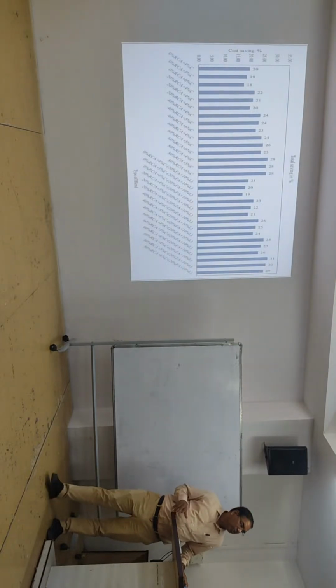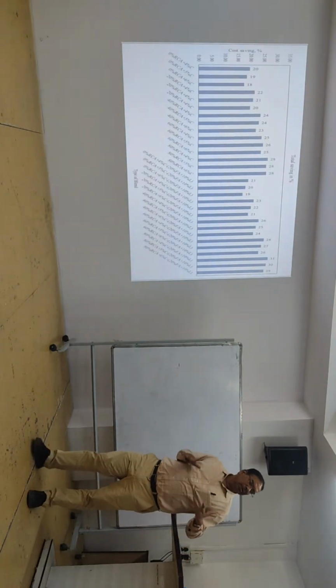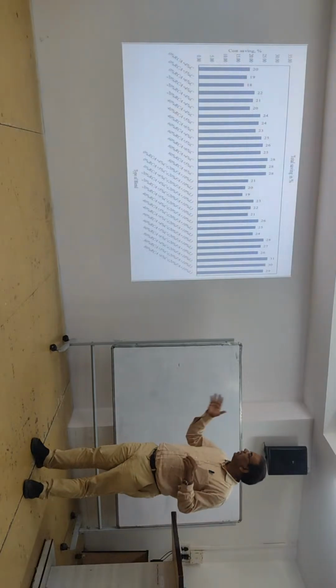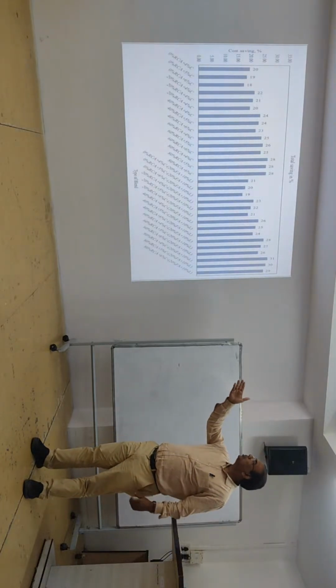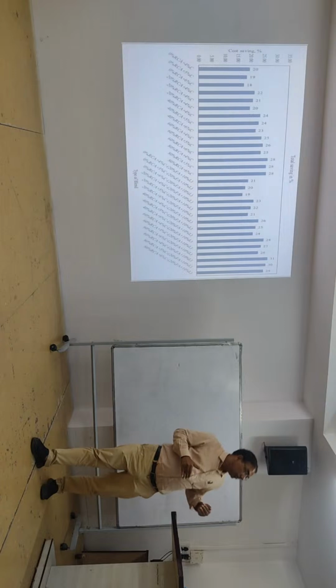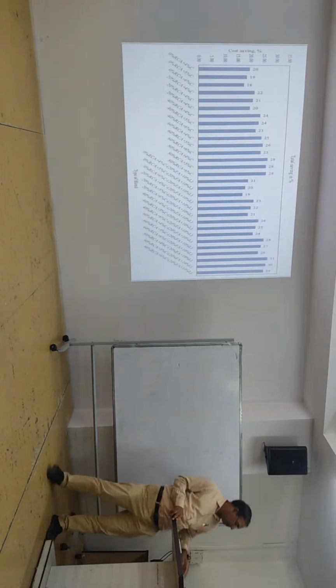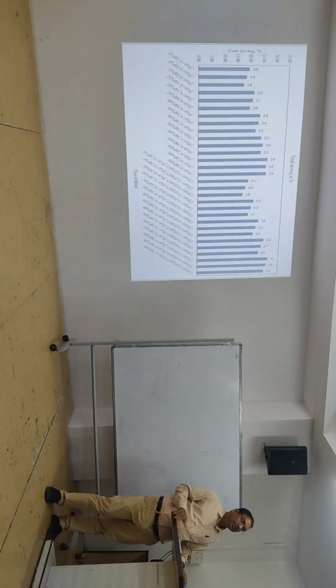So this is just cost saving based on the general economics. Okay, this is economic: almost 20 to 30% of cost is saved because of RCA and RS.